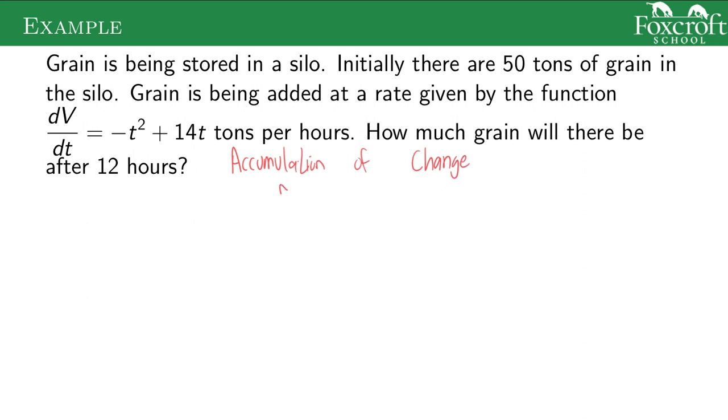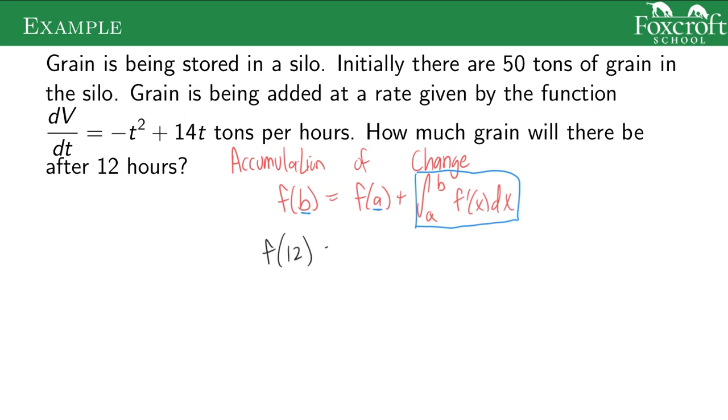And the formula looks like this. I'll just write the general formula first. The accumulation of change formula says if I start at A, I can get to my function value at B if I add the integral of the derivative. All right, so what's that going to look like in this problem? I want to figure out my grain at 12 hours. So I'm going to start at 0 and add the integral of the derivative.